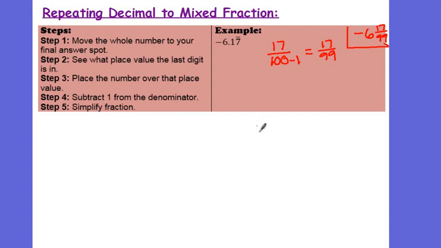Okay, that should be all our flaps for the fraction decimal percent foldable.